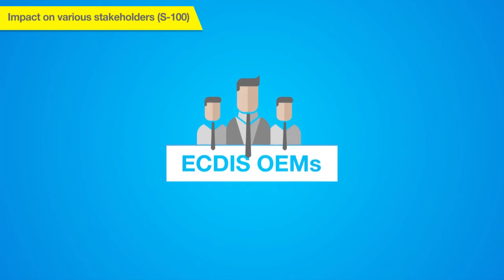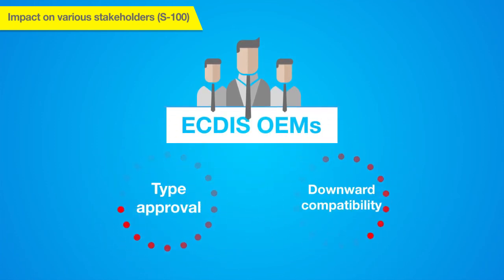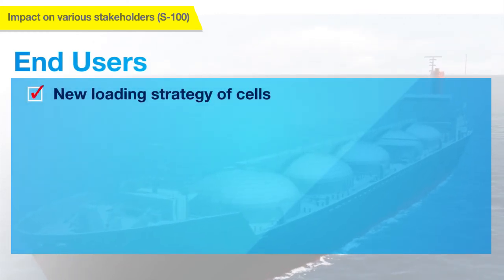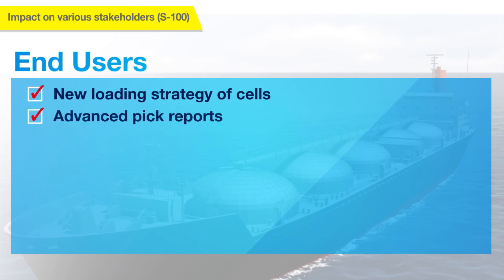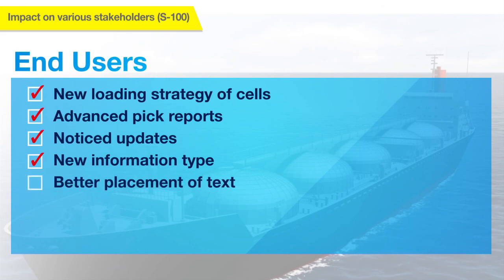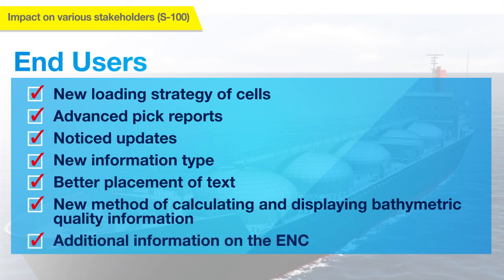Therefore, there will be a need to change the techniques to produce products, and ECDIS OEMs will experience changes in type approval and downward compatibility. The expected benefits for end users of ENCs are a new loading strategy of cells, advanced PIC reports, noticed updates, new information types, better placement of text, a new method of calculating and displaying bathymetric quality information, and additional information on the ENC.